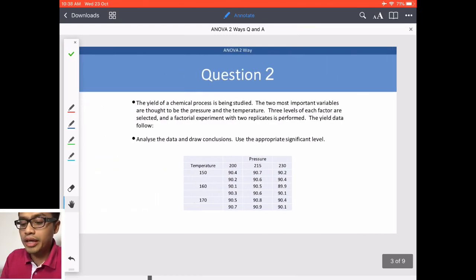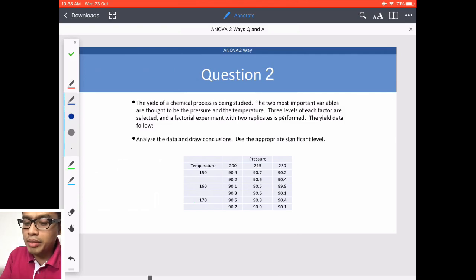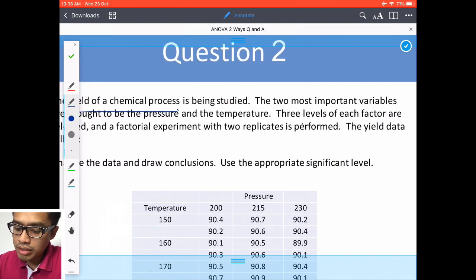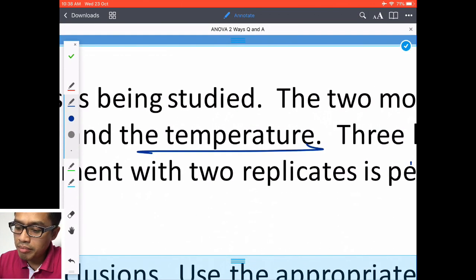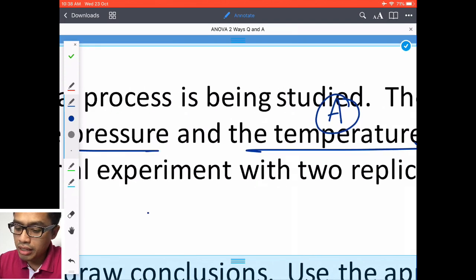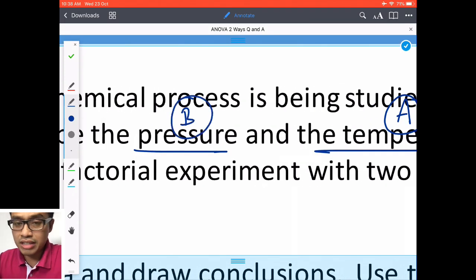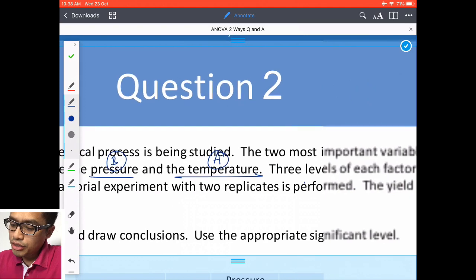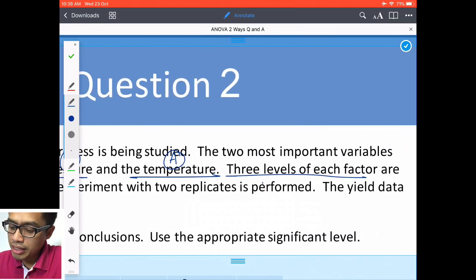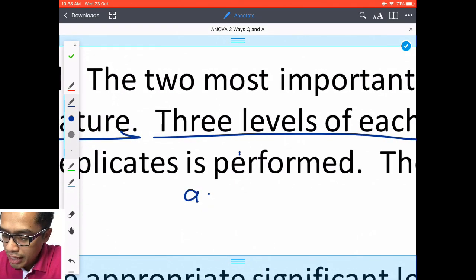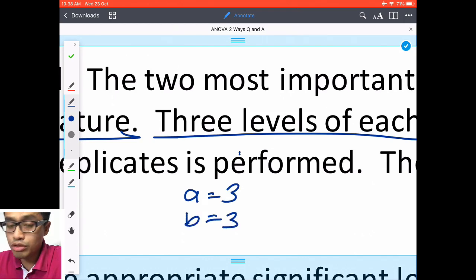Ready? Okay, so this is about the yield of a chemical process. The two most important variables to be measured the first time they do this experiment are pressure and temperature. Usually in the final exam, I will put A and B on the factors. I didn't put it here, so I put it now. A is for temperature and B is for pressure. 3 levels for each factor. That means A equals 3 levels, B equals 3 levels.